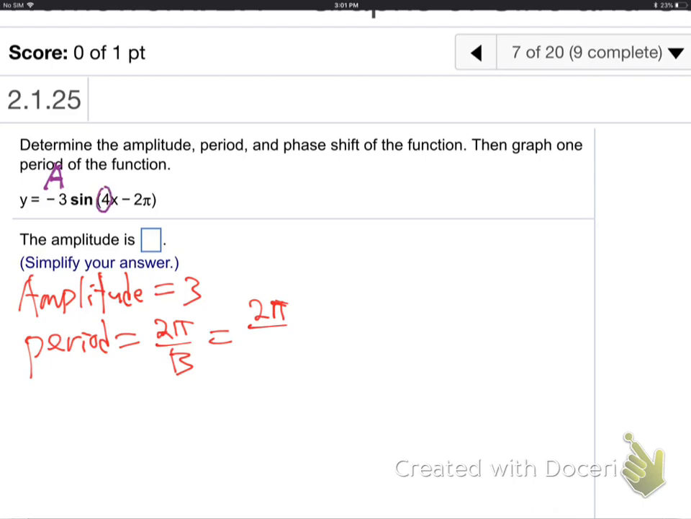B is 4. C is -2 pi, right? A, B, and C, we good there? So 2 pi over B, 2 pi over 4, which is pi over 2. We good? We got the period pi over 2? 2 pi over B. And then we've got the phase shift.